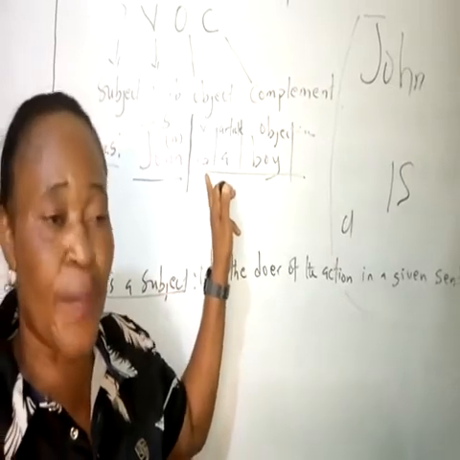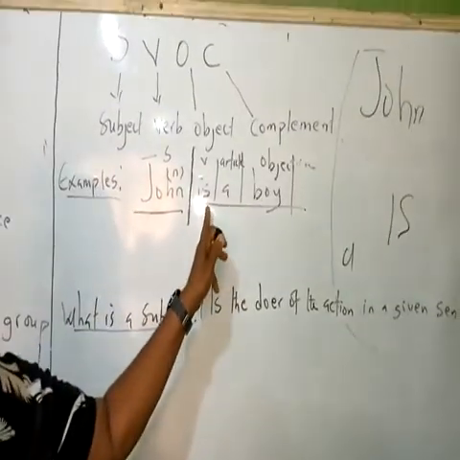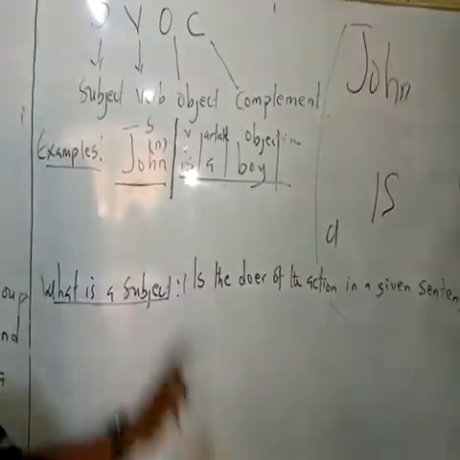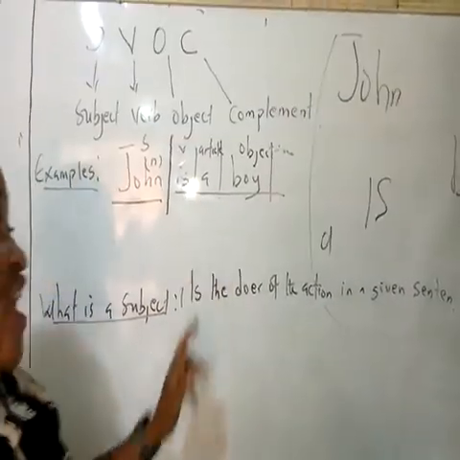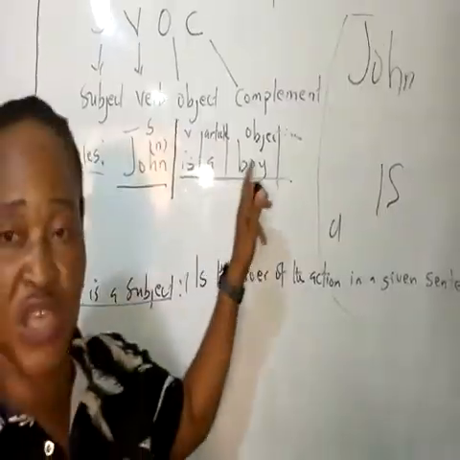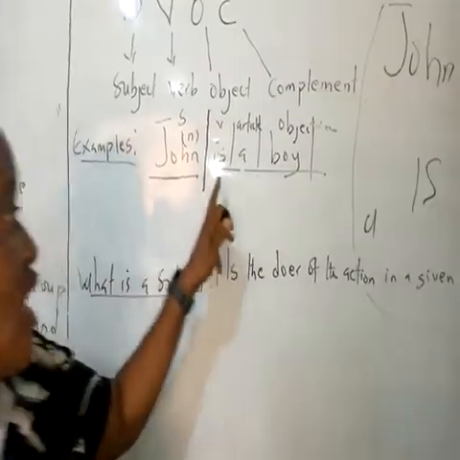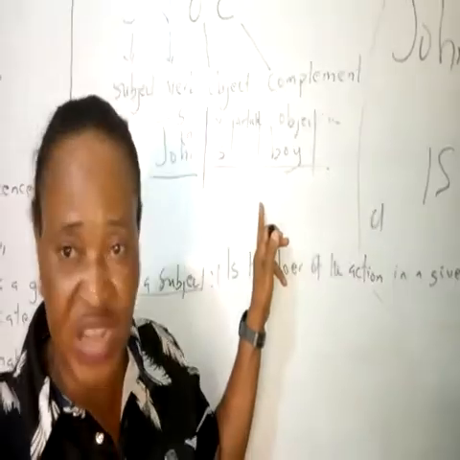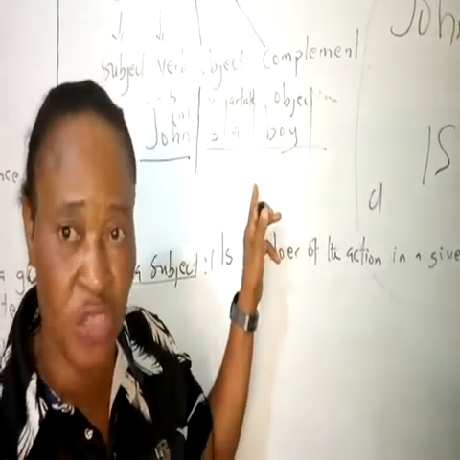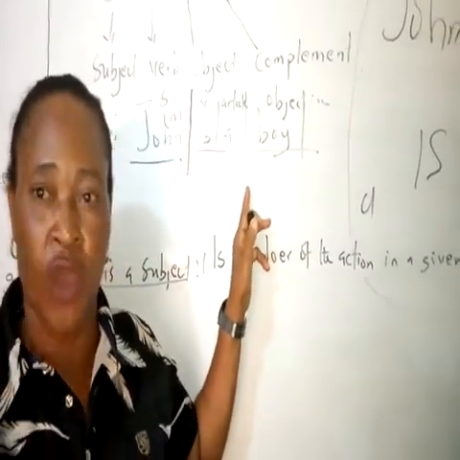And what did I say about the predicate? I said the predicate gives us information about the subject. What does the predicate say here? The predicate says that John is what? A boy. John is the subject, belongs to the class of a noun. Then "is a boy" is the predicate, and the predicate gives us information about the subject, John.